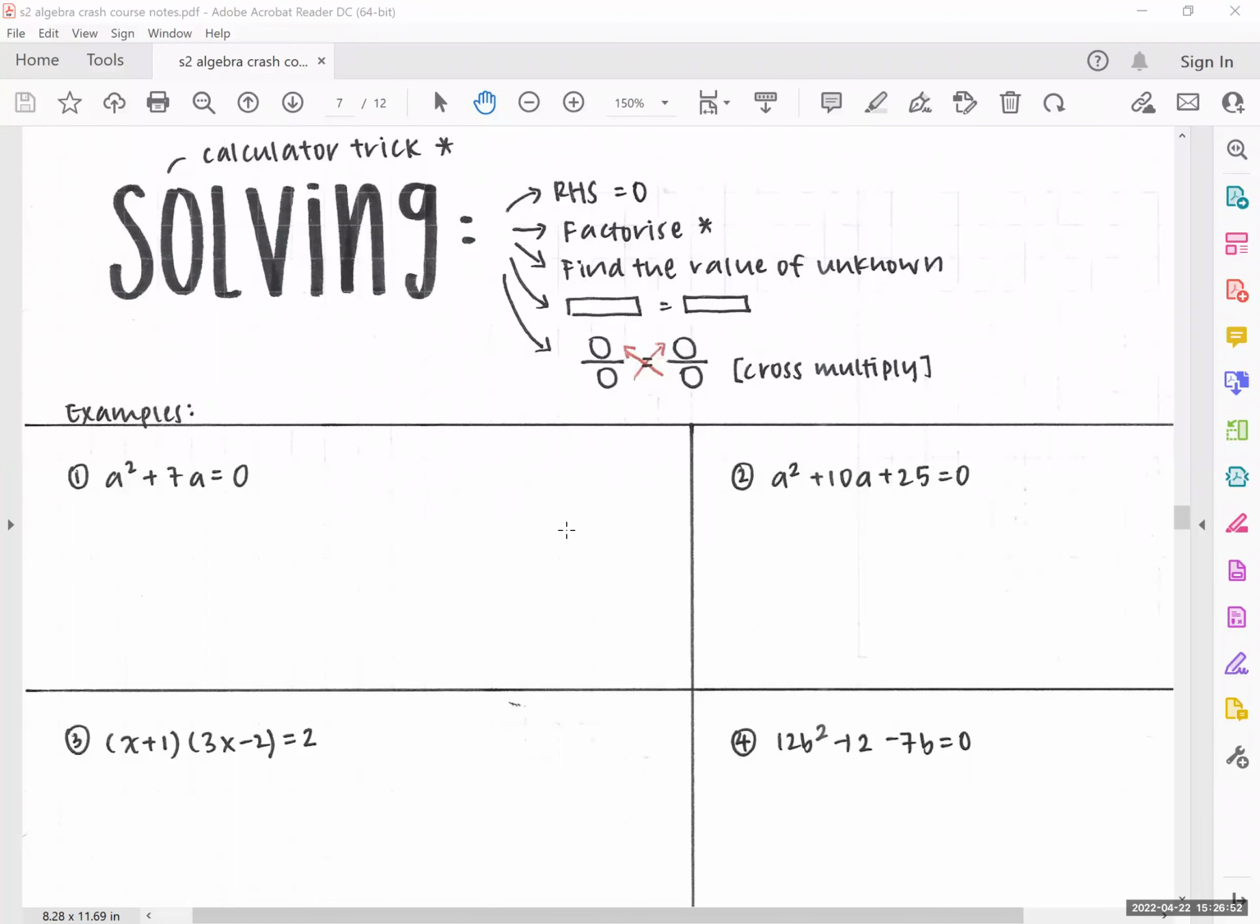Okay, so for now, what we're going to learn is algebraic solving. There are a few golden rules that you need to know. Number one, the golden rule you need to know is the right-hand side must always be 0, no matter what you do. If it's not 0, you need to make it 0. How to make it 0? Move the terms to the left-hand side.